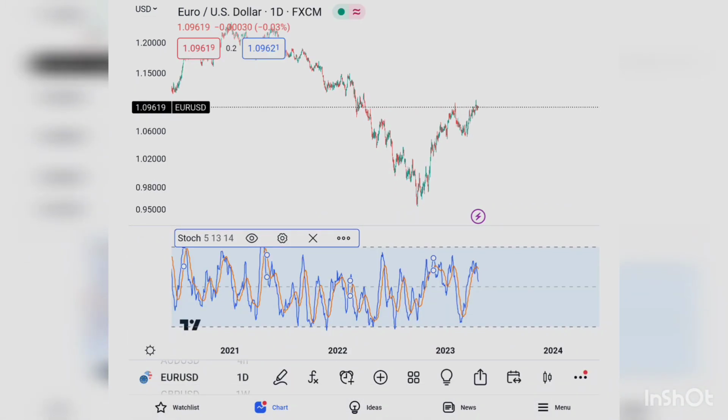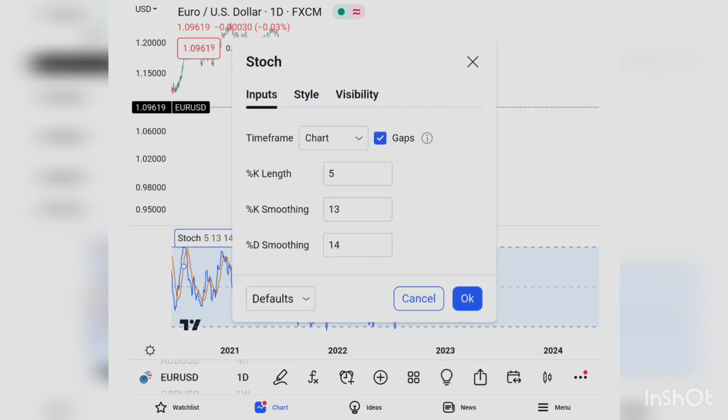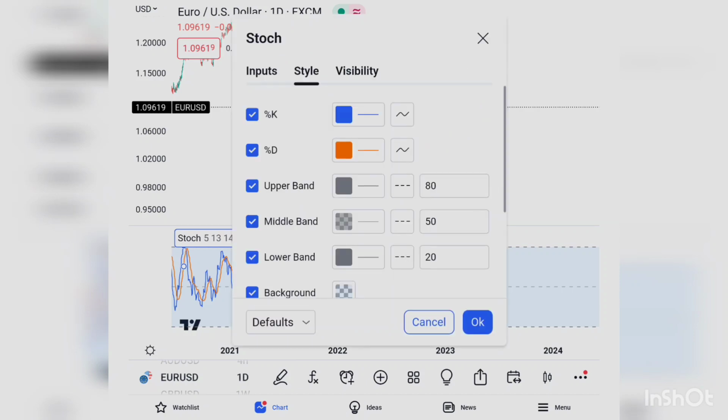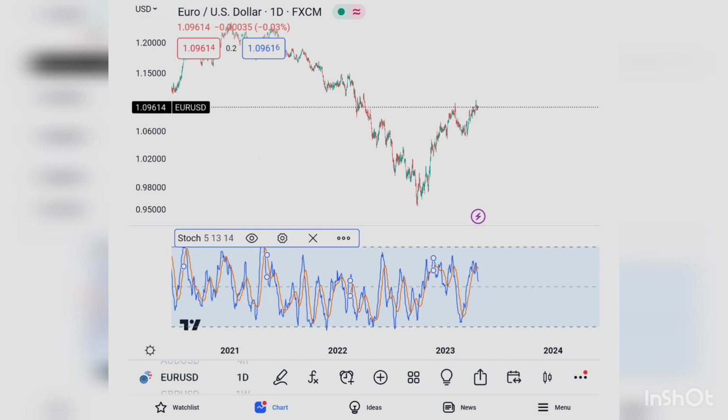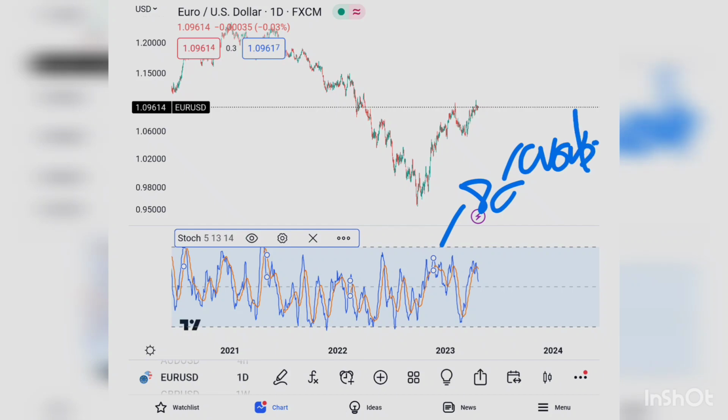Remember, guys, if you go to your settings here on style, you can see that we've got an upper band, a lower band and a middle band here. You can see it here. Okay, these are the figures that I'm talking about, right? So basically, level 80 means overbought. Then level 20 here means oversold.